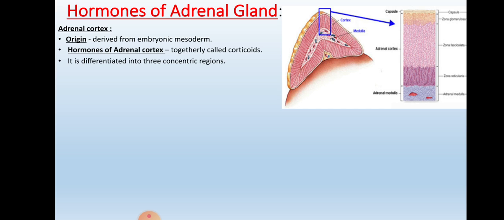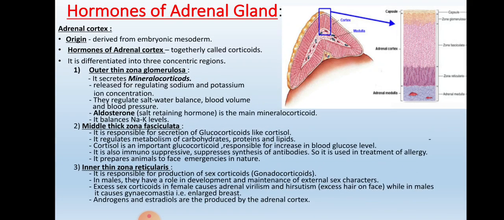As I showed you the layers in the diagram, three concentric layers are present. The outer thin layer is called zona glomerulosa. It secretes mineralocorticoids, which relate to minerals, that is sodium and potassium salts. Ion concentration is regulated through the mineralocorticoids. They regulate salt water balance, blood volume and blood pressure. Aldosterone is a prominent mineralocorticoid. It retains salt, it balances sodium potassium levels.